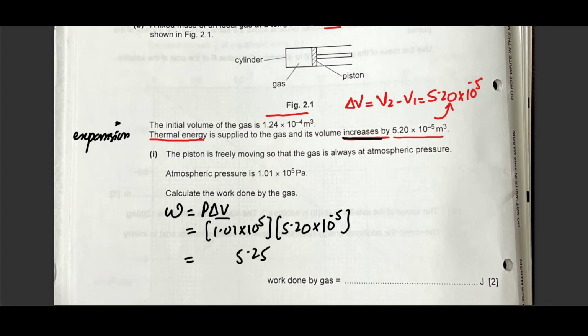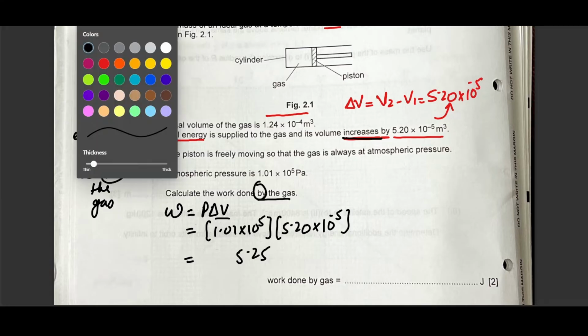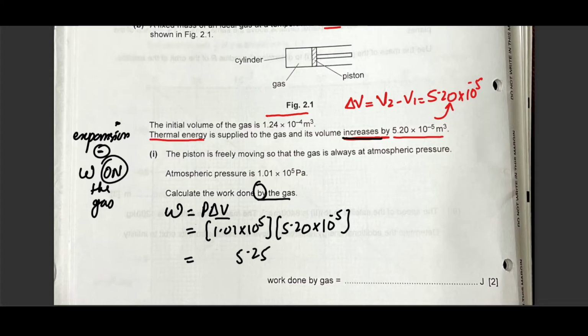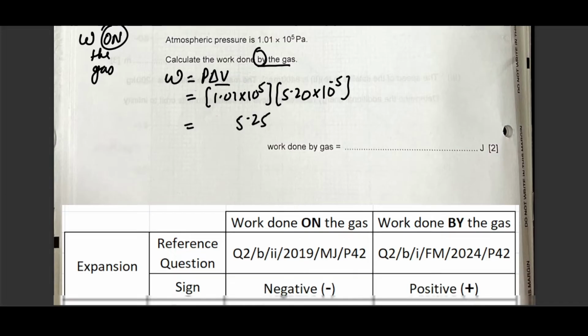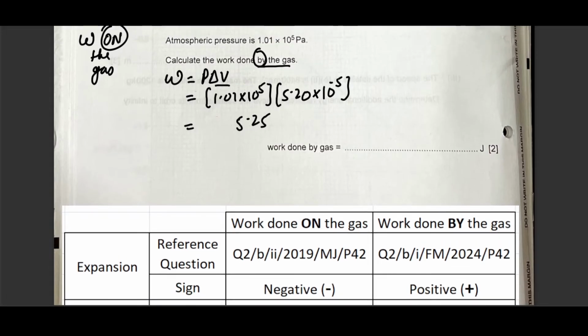Now previously we have done this as work done on the gas, where the expansion leads to a negative sign. But that was work done on the gas, right? In those situations, yes, there would be a negative sign, but this is a different perspective, because this is work done by the gas. On the gas and by the gas changes the sign, and changes the perspective of this whole system. So over here there will be a positive sign for this scenario. This will be positive 5.25.